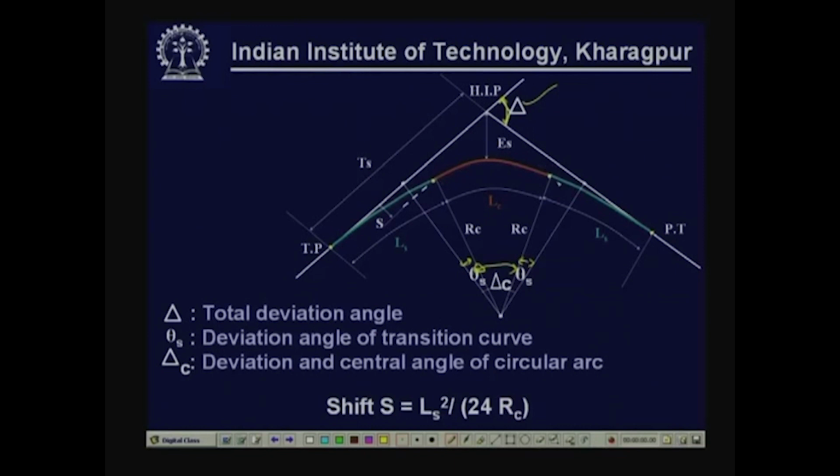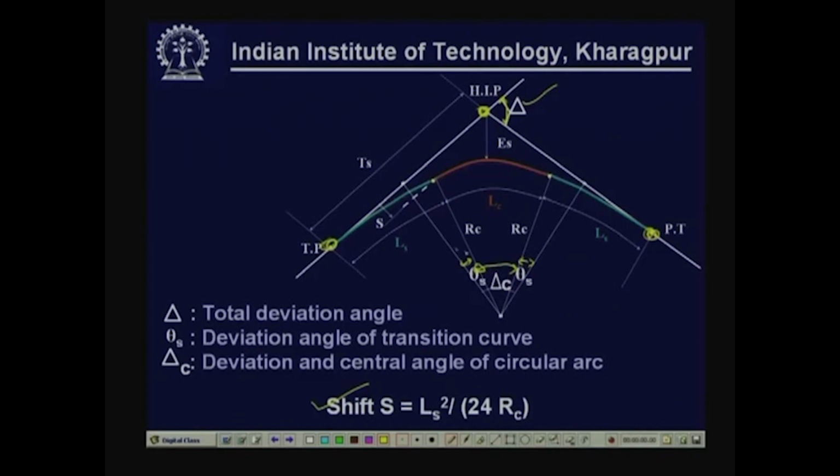The red portion is the circular curve, the green line shows the transition curves, and these are the tangent points. This is the horizontal intersection point. Now, obviously, all elements can be calculated. There are standard textbooks where all these materials are available. I am only mentioning the shift because it is often required to calculate the shift.